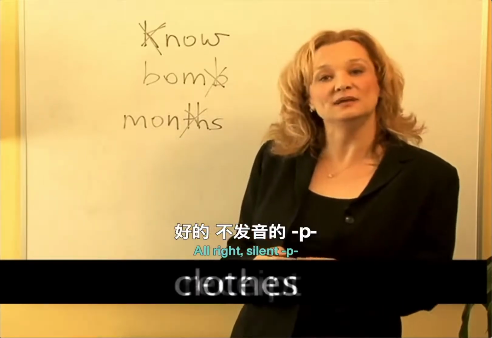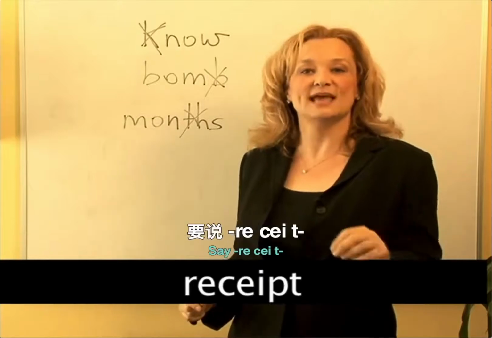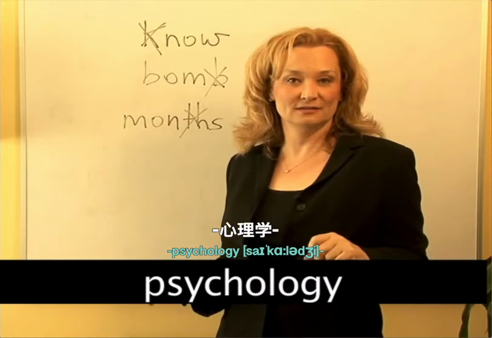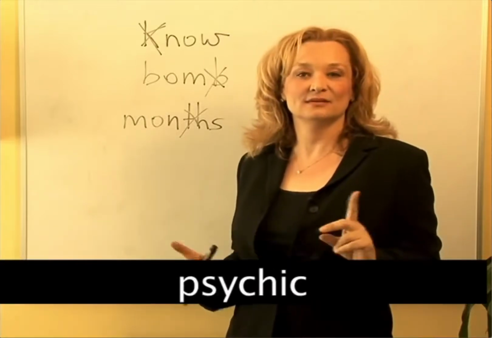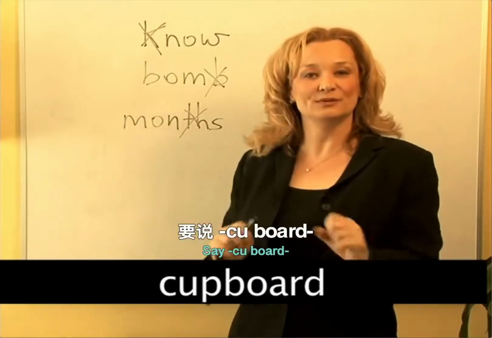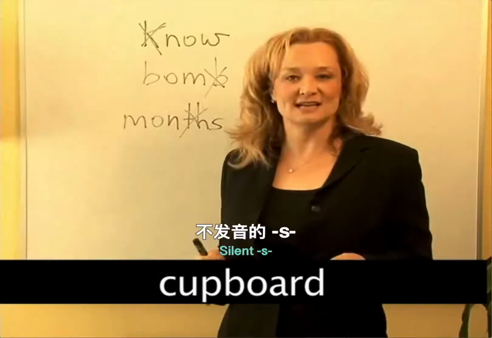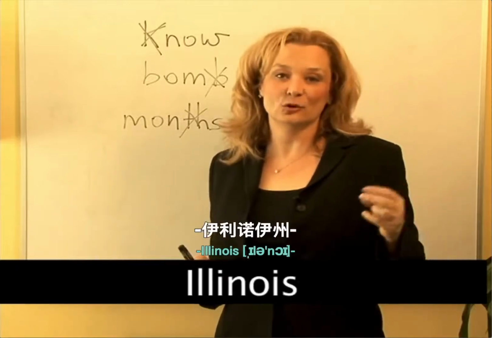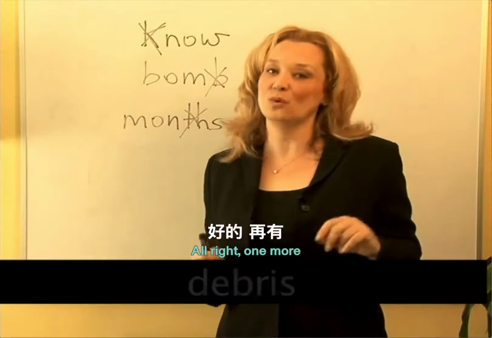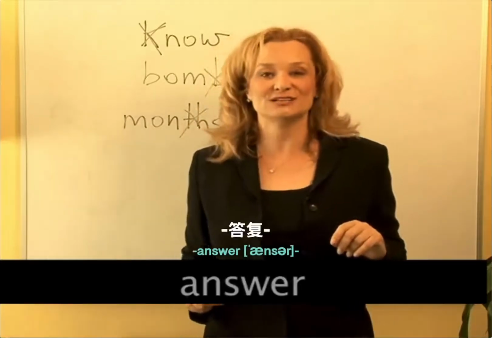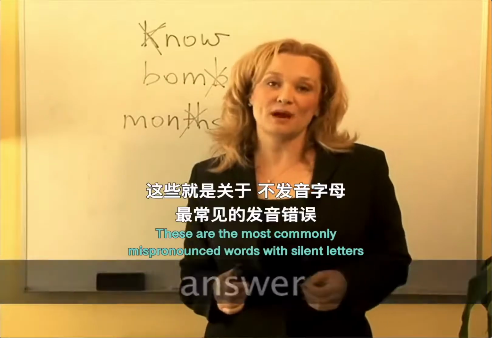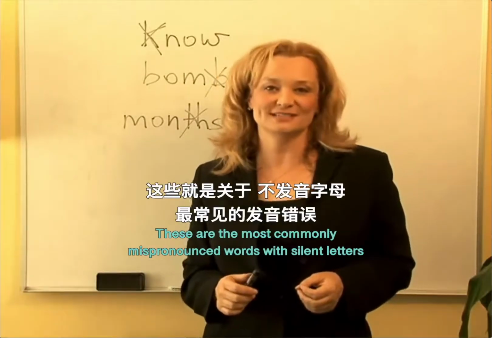All right, silent P. Don't say "receipt" with a P sound, say "receit." Can I have my receipt? Psychology. Psychic. One more. Cupboard. Don't say "cupboard" with a P sound, say "cubbard." My kitchen cupboard. Silent S. Arkansas, Illinois, island, debris. All right, one more. Silent W. Answer. Don't say "answer" with a W sound, say "anser." These are the most commonly mispronounced words with silent letters.